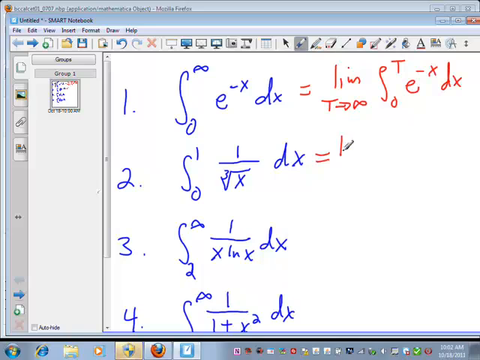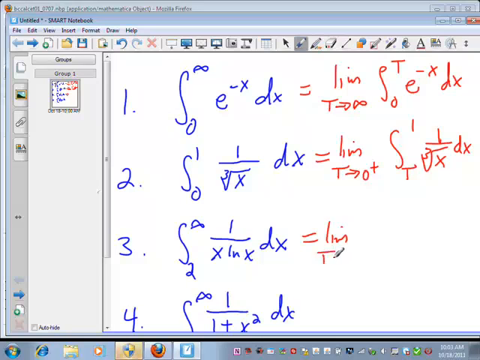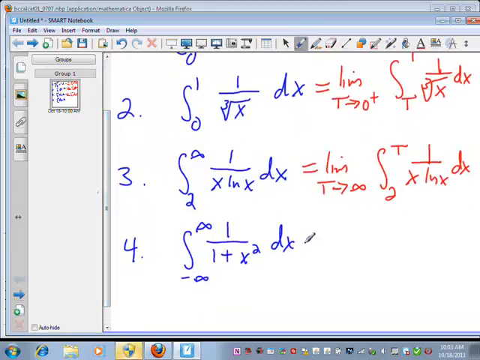This is equal to the limit as t tends to 0 from the right of the integral from t to 1 of 1 over the cube root of x dx, again by definition. This is equal to the limit as t tends to infinity of the integral from 2 to t of 1 over x times the natural log of x dx. And now let's go ahead and define what this symbol means.